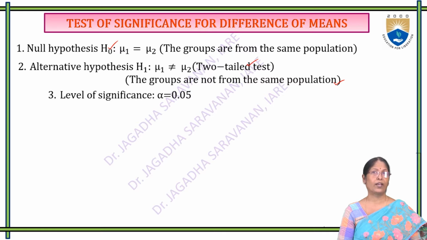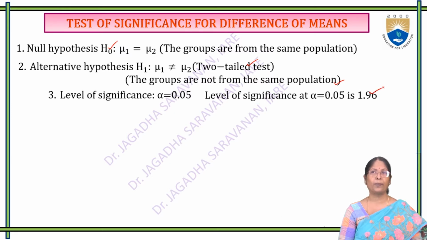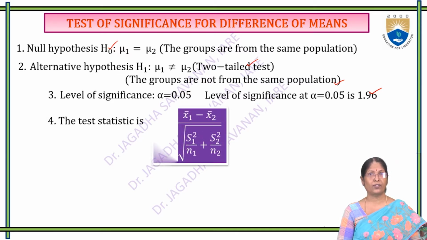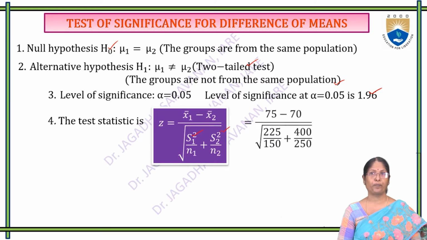So level of significance is alpha equal to 0.05. Now we are very familiar. At 0.05, the two-tailed test value is 1.96. This is obtained from the table of the chart of critical value of Z. So the test statistic, yes, S1 square and S2 square, they are dominating. In the respective places, we substituted the values, that is X1 bar as 75, X2 bar as 70. So the square root of S1, which is given 15, so 225 divided by 150, S2, it is given 20, so 20 square 400 divided by 250.